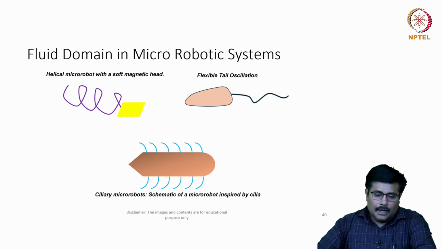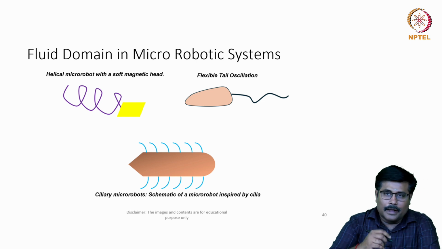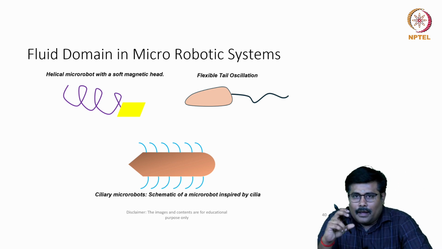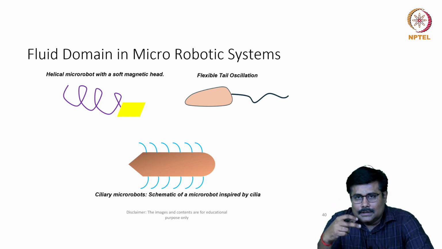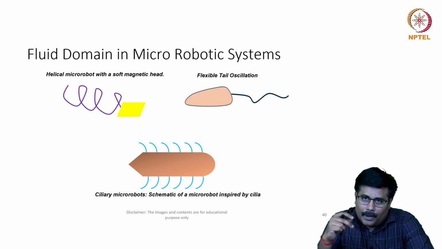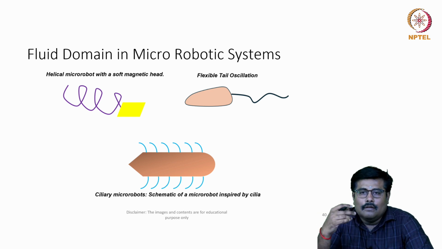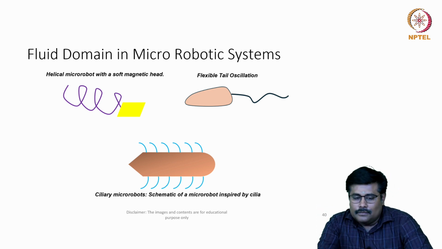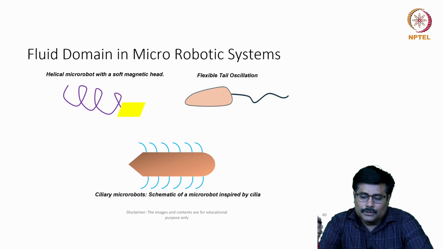One is the helical micro robot with a soft magnetic head, so that by applying a magnetic field, since there is a helical movement, this helical movement will catalyze the overall movement of these structures, and then we can have a locomotion.